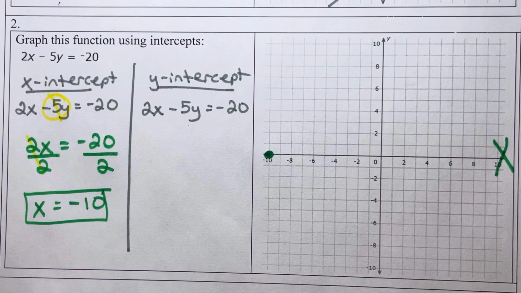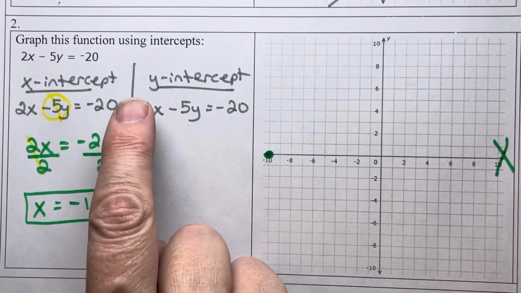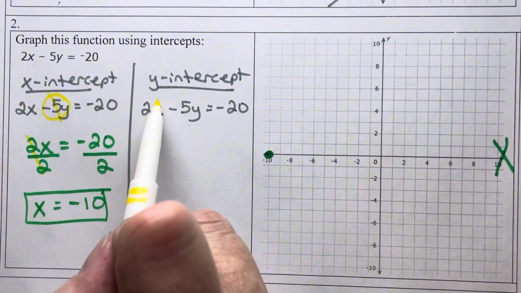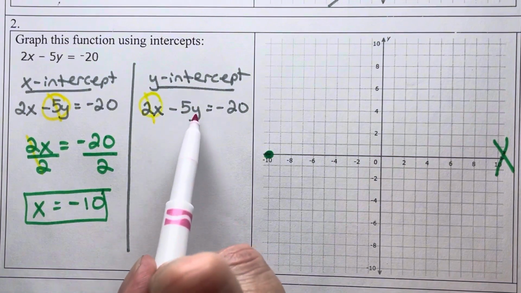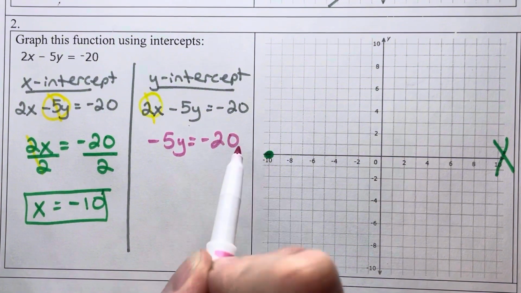Starting over, cover the letter that you don't need. If I'm solving for y, then I don't need the x, which I can cover with my finger or I can mark it out. Step 2, rewrite your tiny equation. That would be negative 5y equals negative 20.